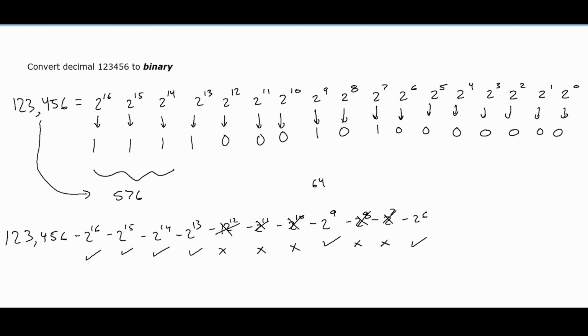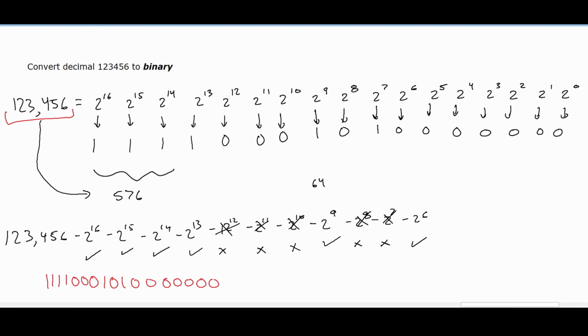So our total answer, this value, 123,456 in binary form, is going to be 1, 1, 1, 1, 0, 0, 0, 1, 0, 1, 0, 0, 0, 0, 0, 0, 0. And that is how you would go about solving for this long example.